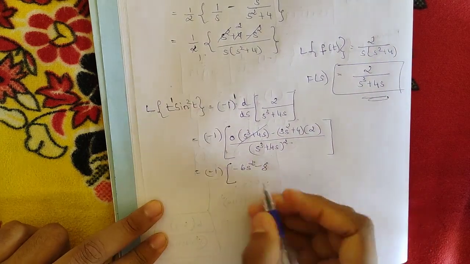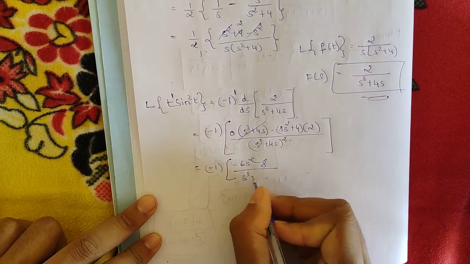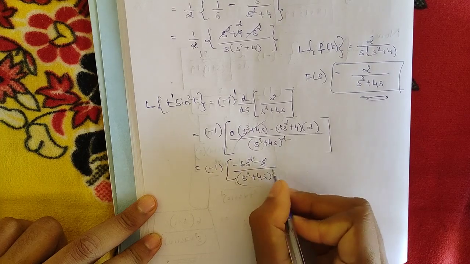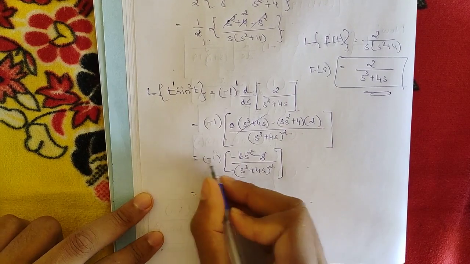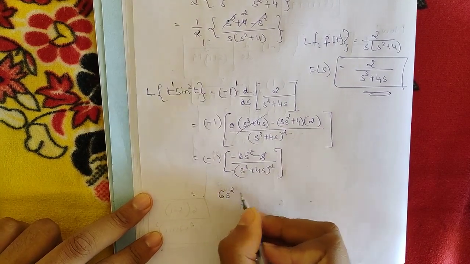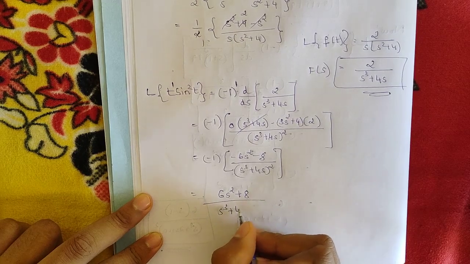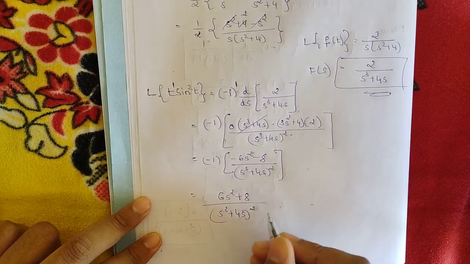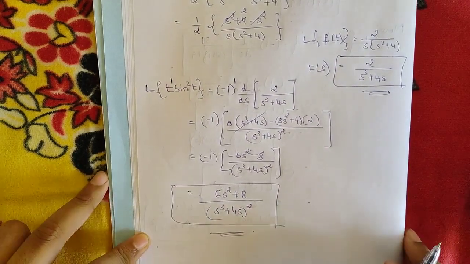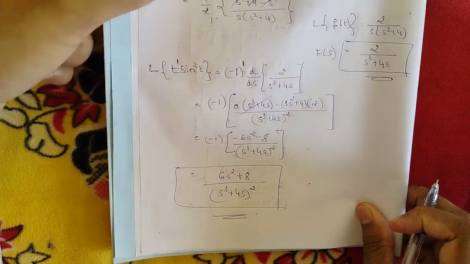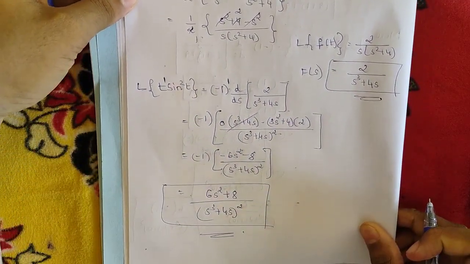Okay, whole divided by s cube plus 4s the whole square. So multiply minus 1 here, so we are left with minus minus plus, so 6s square minus 1 into minus is plus 8 divided by s cube plus 4s the whole square. So this is our final answer. Okay, so like this we should be solving each step. Observe carefully and solve it.